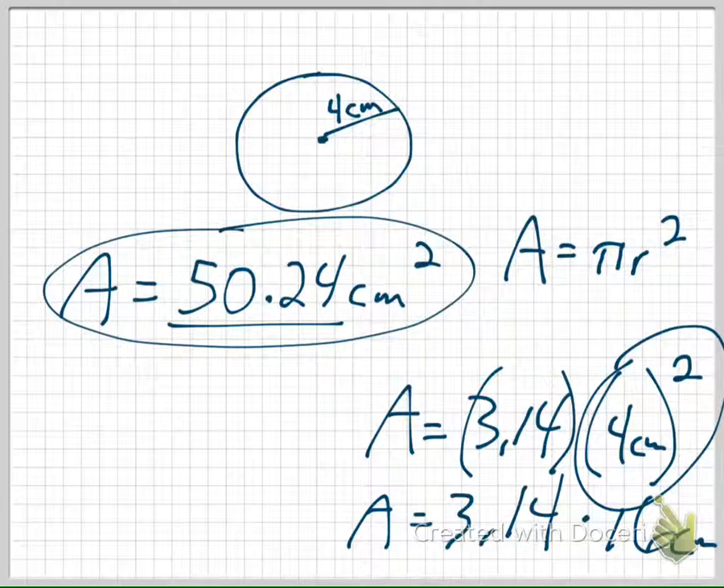How many of you got 50.24 squared centimeters? Only Lauren? Only Jade? Why? I forgot to square it. What's the formula for the area of a circle? Pi r squared.